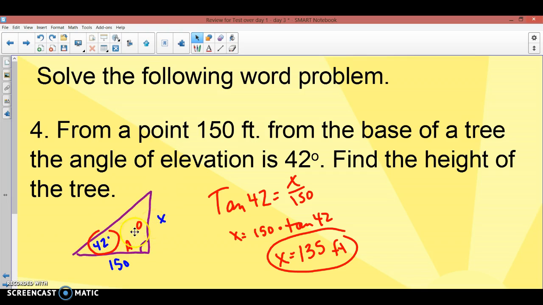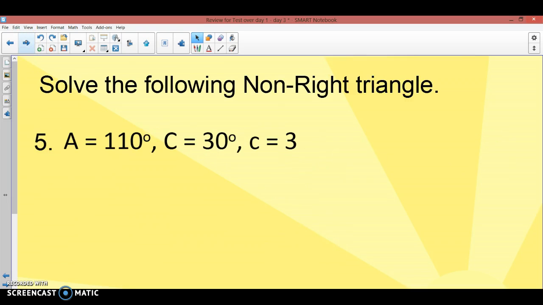So starting at the angle, x is opposite of the angle, the 150 is adjacent. So O and A is our tangent function. So it's the tan of the angle 42 equals the opposite side x over the adjacent 150. Since the variable's on top, you multiply. So we get an answer of 135. Okay, last one we'll take a look at is our non-right triangles.